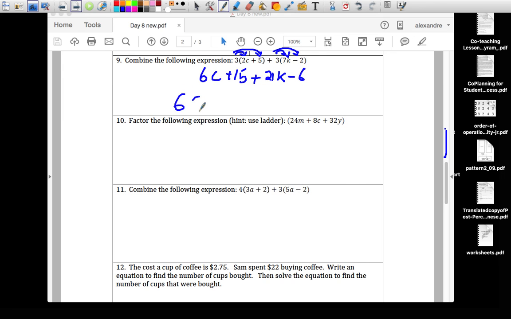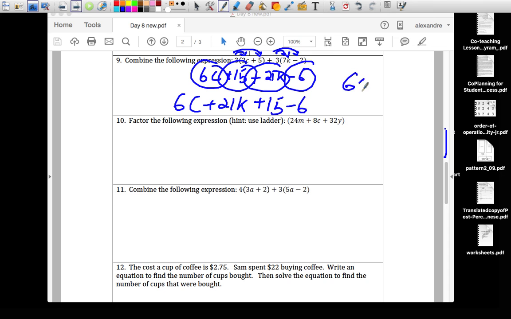Well, the 6c stays here. Nobody else is a c. I'm going to move the 21k right next to it. And I'm going to put the 15 over here, which is a number, and the 6. Please make sure you bring the minus with it. Everything can stay the same. 6c stays the same. 21k stays the same. But I can combine 15 minus 6, which is 9. So the final answer is 6c plus 21k plus 9.